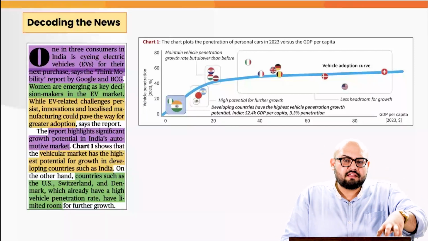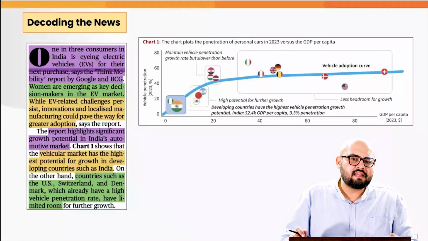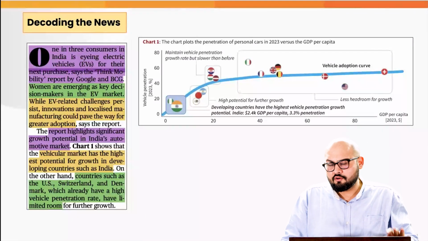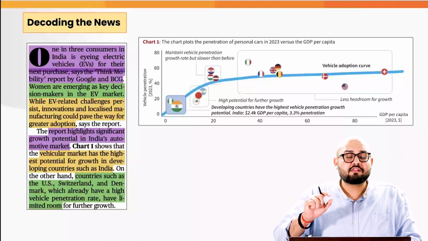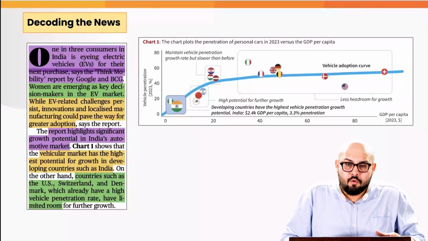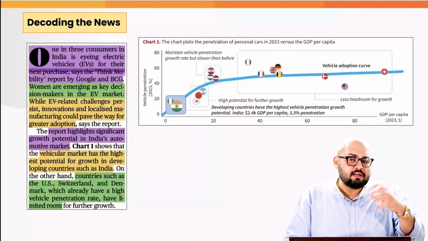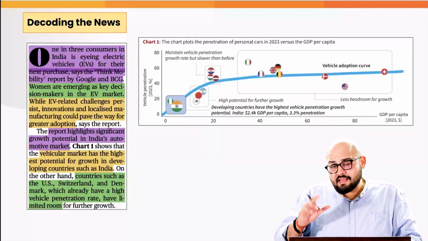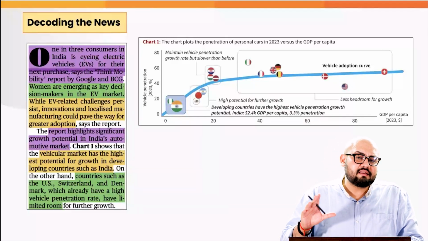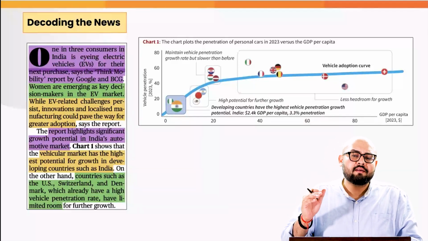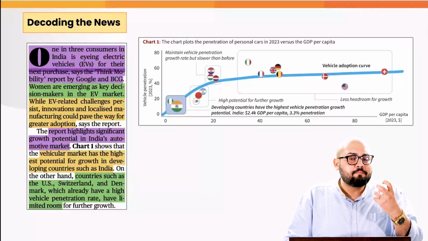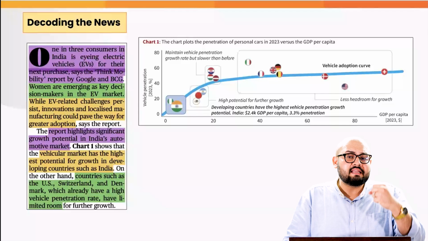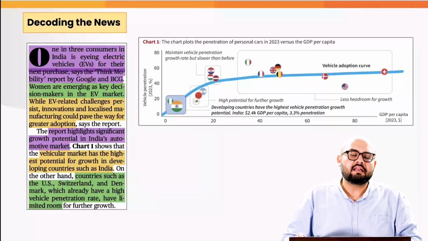So the gist of the article is that we have a particular report, Think Mobility by Google and Boston Consulting Group. It says that the perception regarding the electric vehicles in the country is quite positive. And more people are willing to buy electric vehicles. Next, it says that for a developing country like India, which has low per capita income as compared to the developed countries, India has quite good potential for integrating the electric vehicles into the overall mobility.